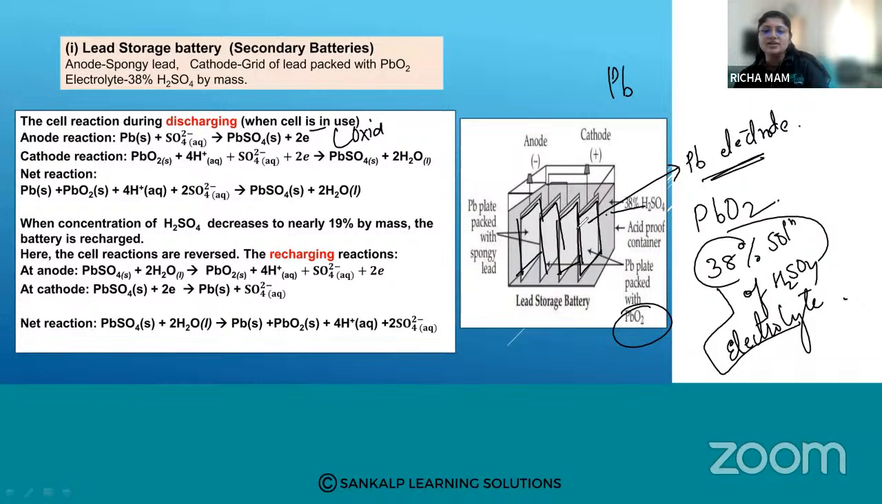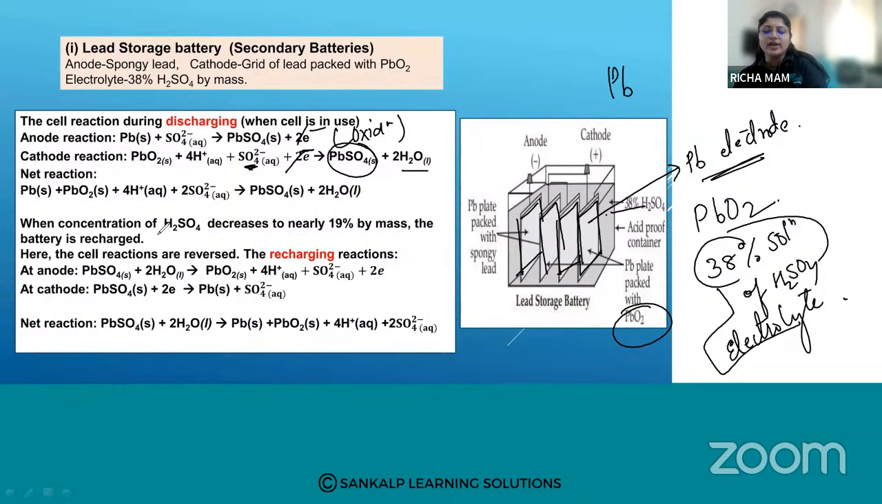Then the cathode reaction: the spongy PbO2 is filled in between the grids. This PbO2 will take up 4H+ ions from the electrolyte, the 38% H2SO4, and the sulfate produced is taken, along with 2 electrons, and it forms PbSO4 plus 2H2O. So overall net reaction: PbO2, 4H+, giving you PbSO4 plus 2H2O.